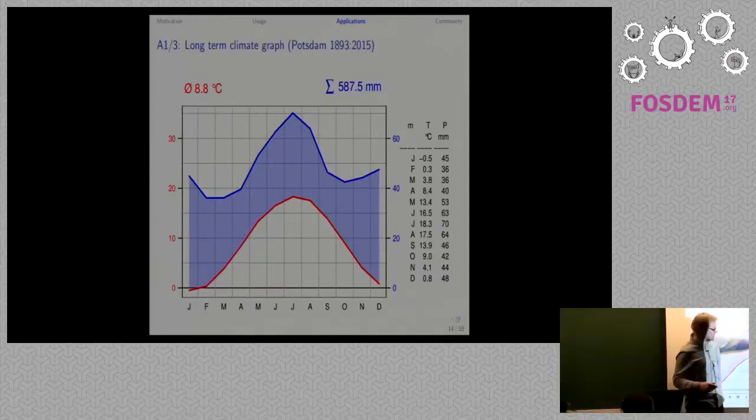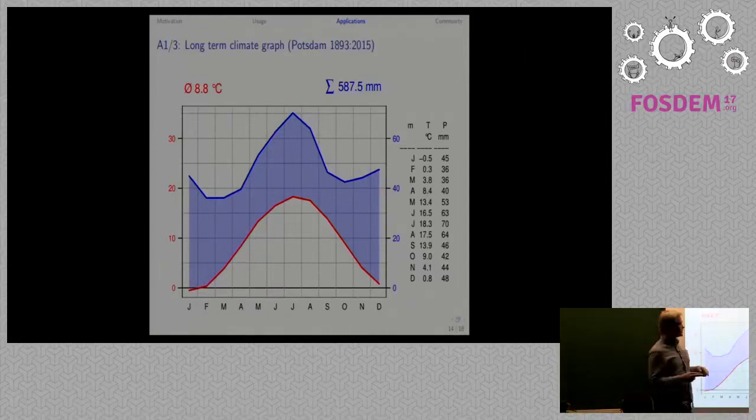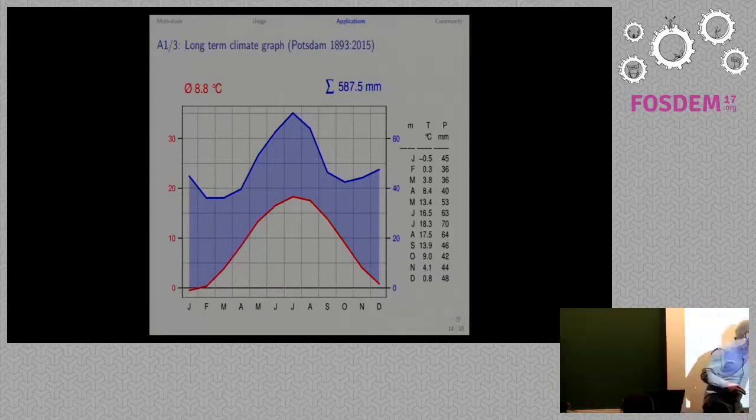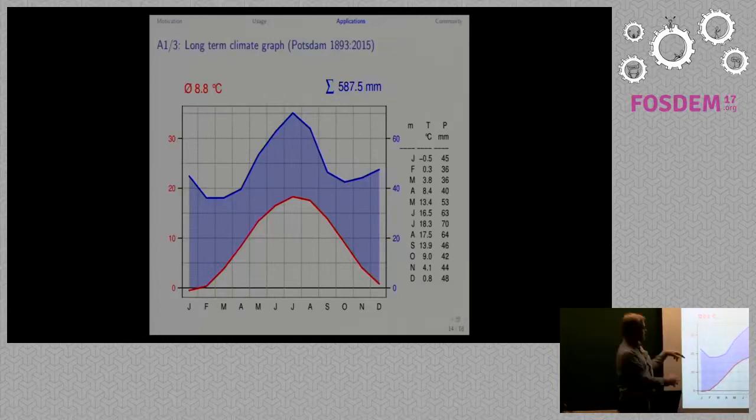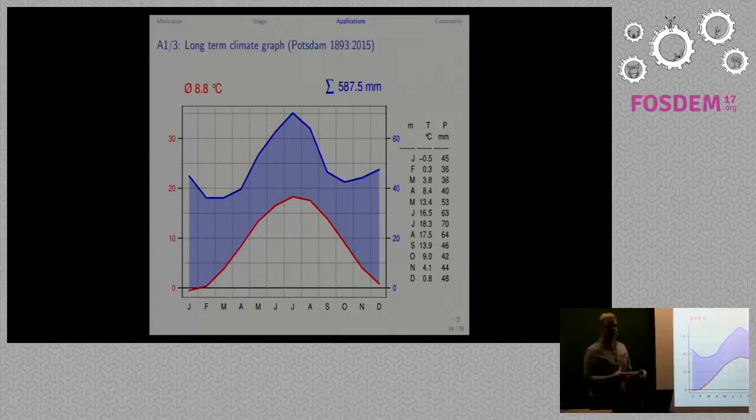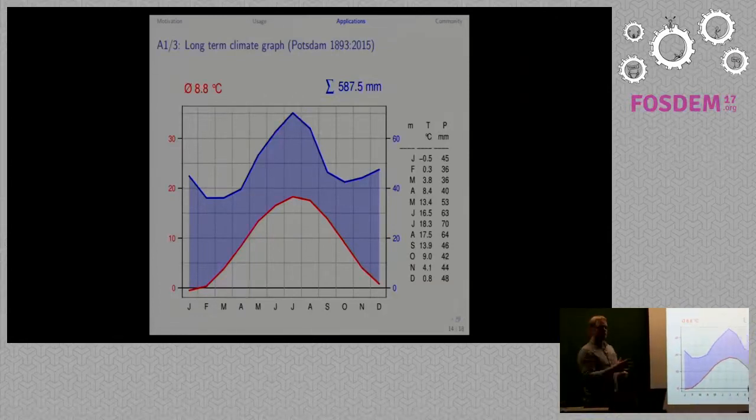And then you have the rainfall on the right axis. This is on a different scale, but it relates to the temperature by a factor of 2. This is in millimeters per month, so it's rainfall sums. Again, the average is over long terms. And if you look at that, you can see that in Potsdam, usually things are not water limited.